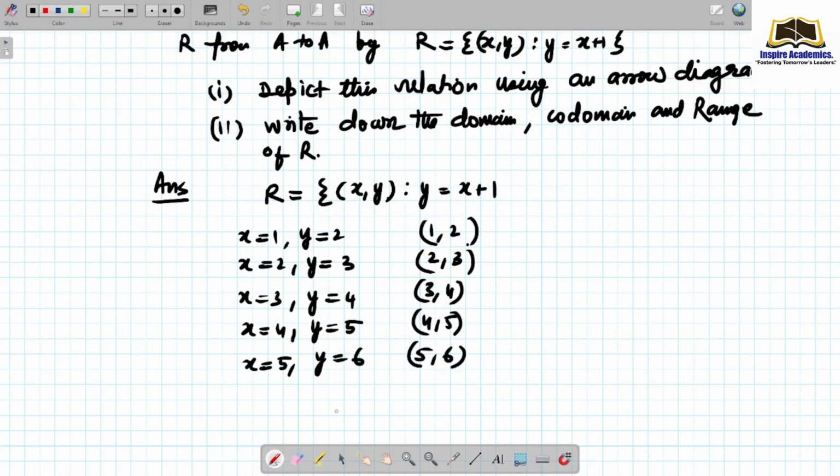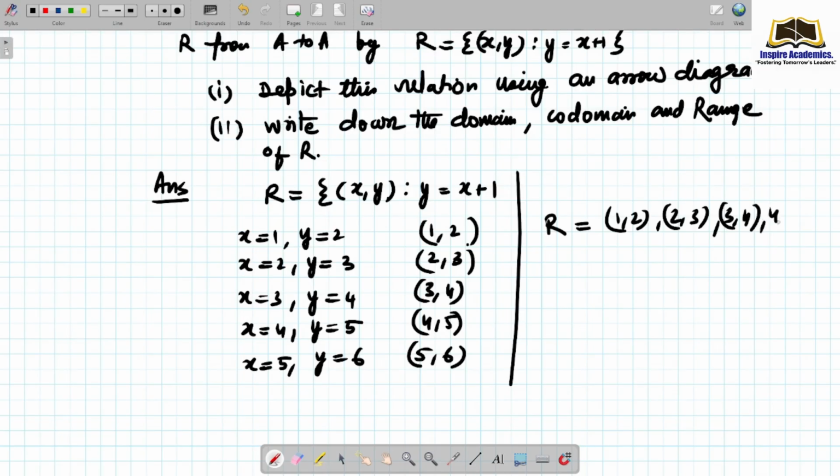Now if I take x equal to 6, y would be 7, but there is no 7 in A. So for the relation from A to A, my relation R would be 1 comma 2, 2 comma 3, 3 comma 4, 4 comma 5 and 5 comma 6.